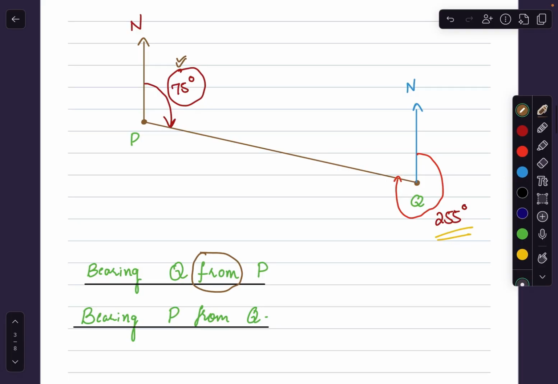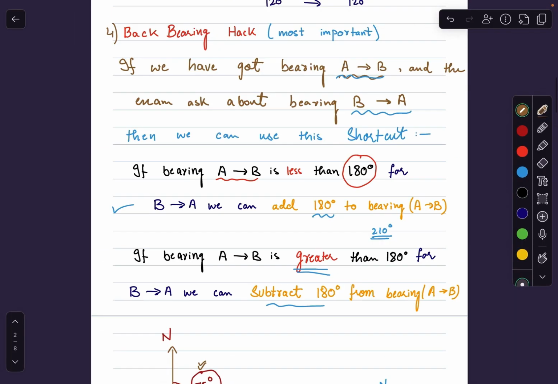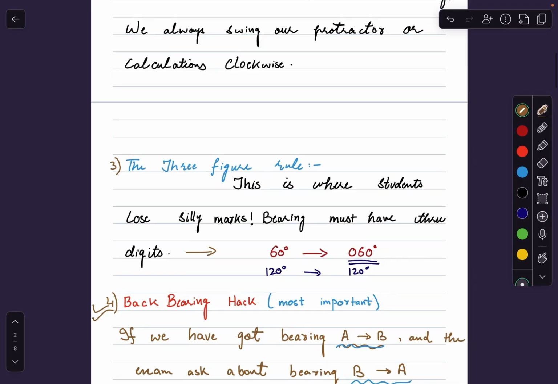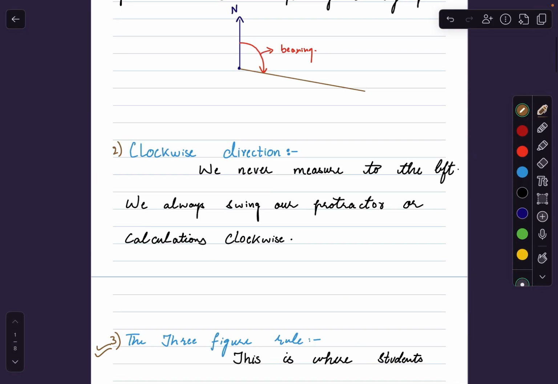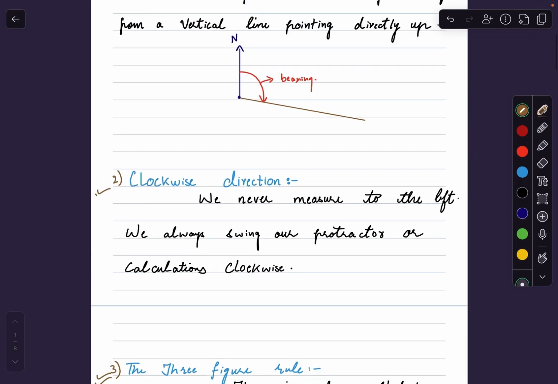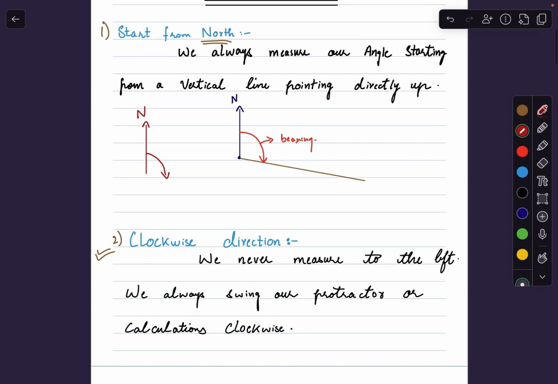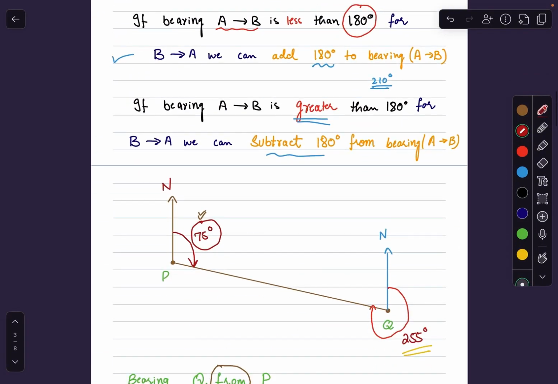Okay, so that's basically the basic concept of bearing that you can apply. The back bearing hack is a very important thing. Secondly, the 3 figure, you don't have to mess with that. And the clockwise direction, you should know, always measure clockwise. Do not go anti-clockwise, do not go anywhere else. We have to start the measuring from the north. First of all, starting the question, take the north. Always make the north. After making the north, go clockwise to the point where you are measuring. You'll get the bearing.